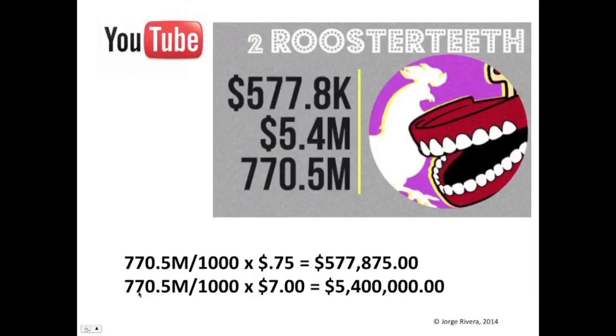On the high end, potentially doing the same math but plugging in a $7 CPM gives us the $5.4 million. So here's the thing, no one really knows, they don't publish exactly what each creator is getting, but this is the range. On the low end, the very minimum is 0.75. On the high end, the very high end is $7. So that gives us this range.